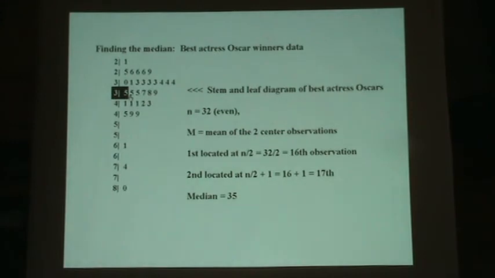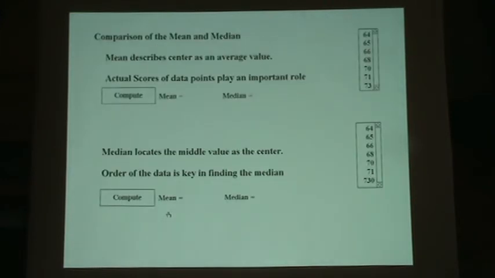So that's how we've located the median here. All right, let's go on to a different one. Okay, here's two data sets. This data set here is 1, 2, 3, 4, 5, 6, 7 pieces of data, and 1, 2, 3, 4, 5, 6, 7 pieces of data here. So compute the mean and the median of both of these data sets.